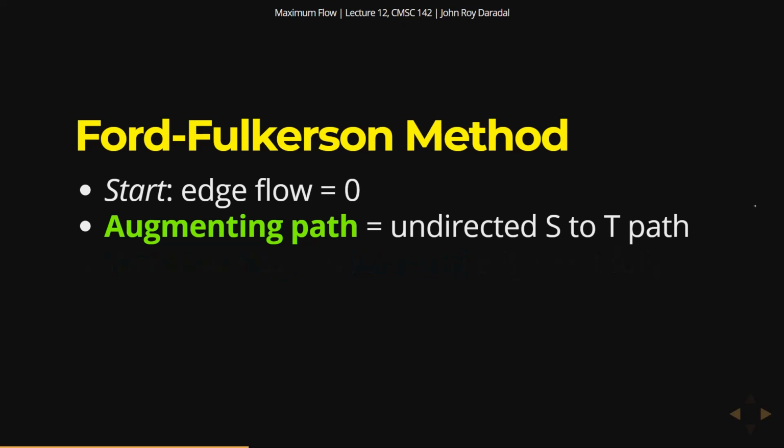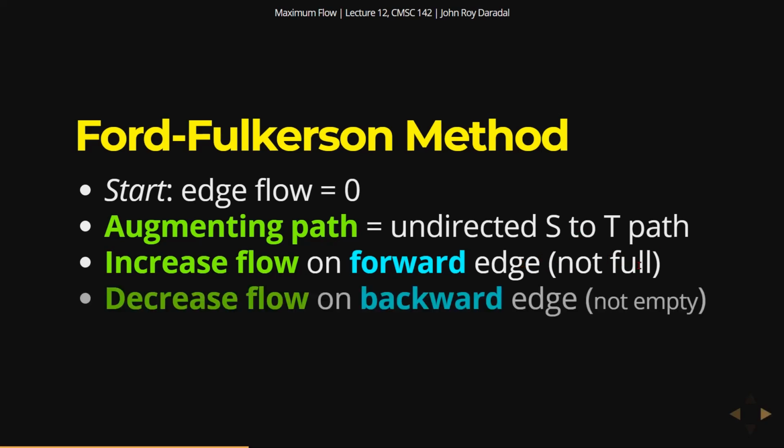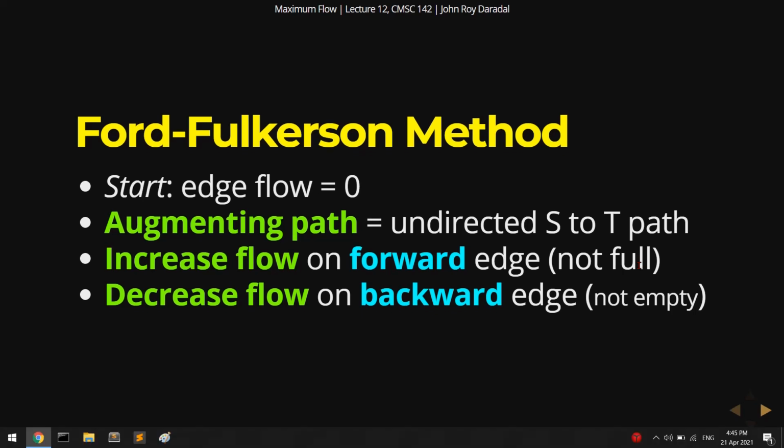But at each iteration we'll try to find this augmenting path, which is just a path from the source to the sink, and it's undirected. Once we find this augmenting path, we will increase the flow on the forward edges if it follows the correct direction, provided that that edge is not yet full. And if it's a backward edge, we will decrease the flow on that edge.